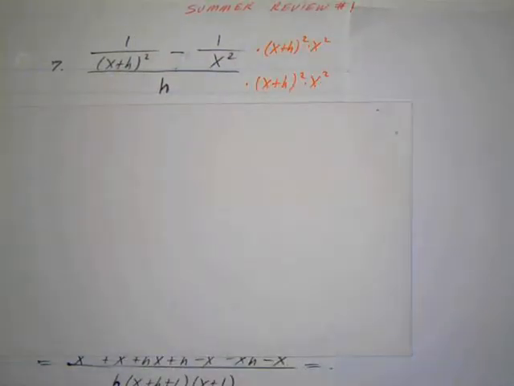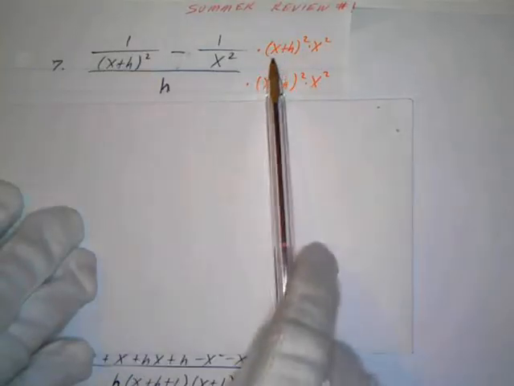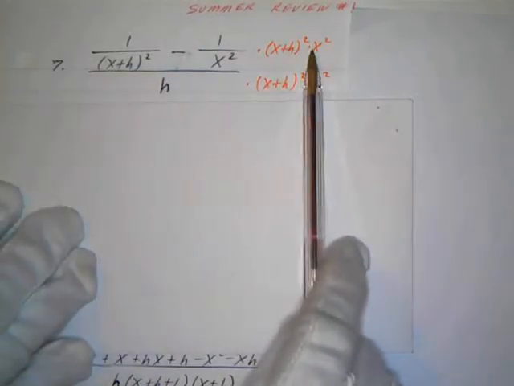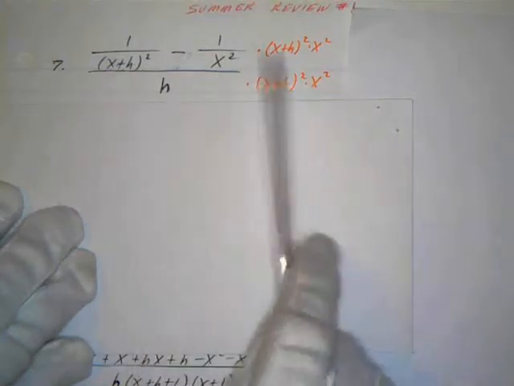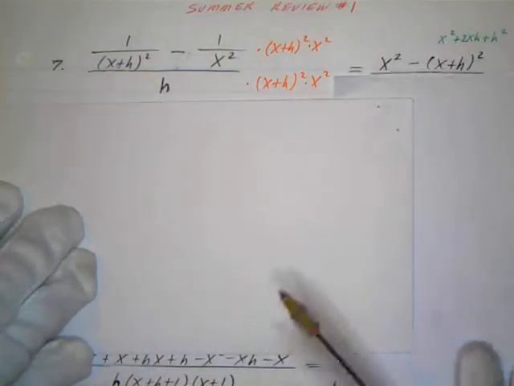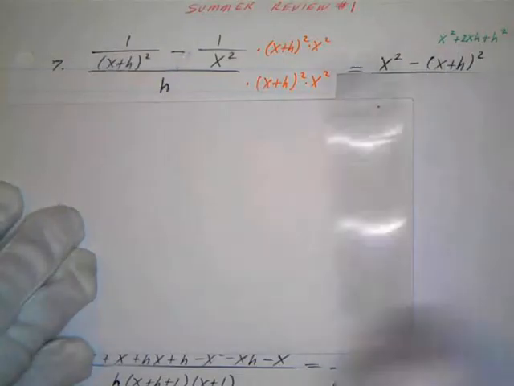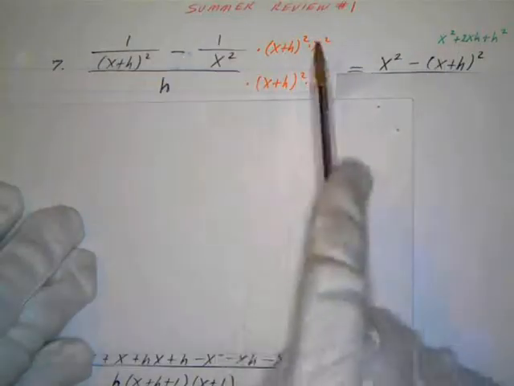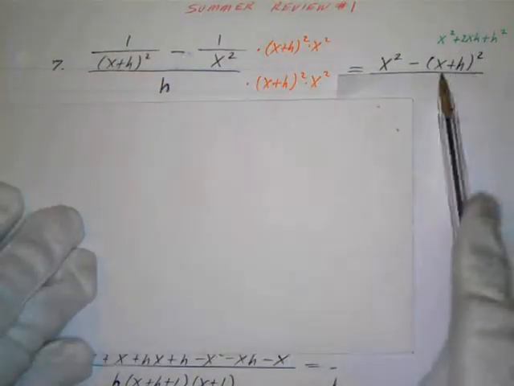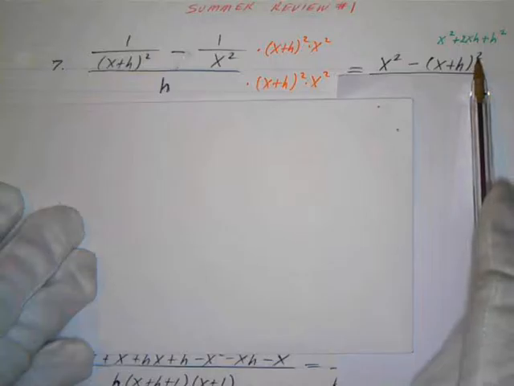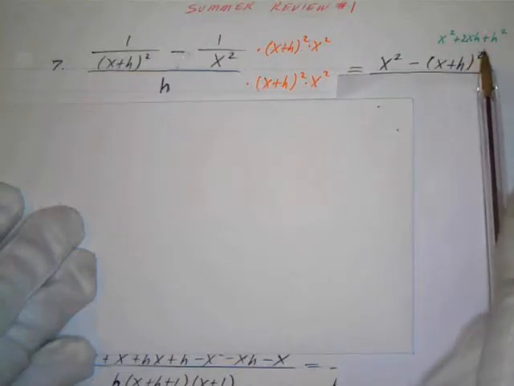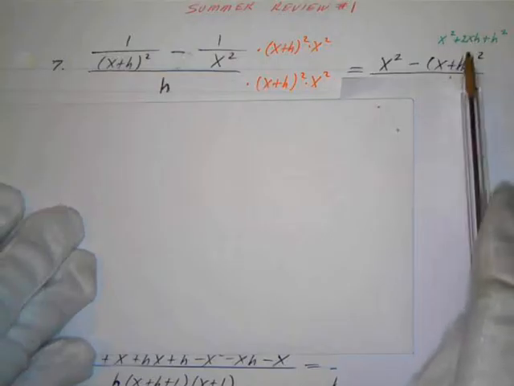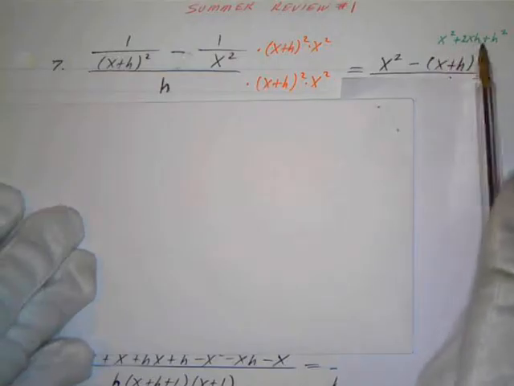So we have this pretty formidable LCD. Now when I multiply x squared plus h squared times x squared times this, the x plus h squares cancel, so I just have x squared. And then here, when I multiply this, the x squares cancel, and I just have x plus h squared. And then if I multiply this, I just multiply this out because I'm going to simplify it, so I want to save myself a line of work. So I just wrote it down over here as x squared plus 2xh plus h squared.